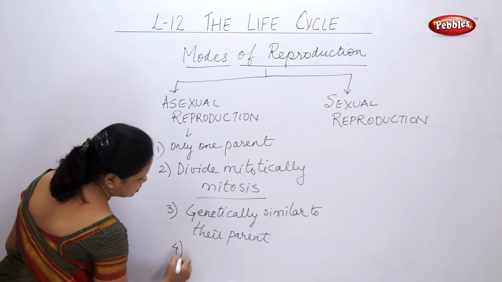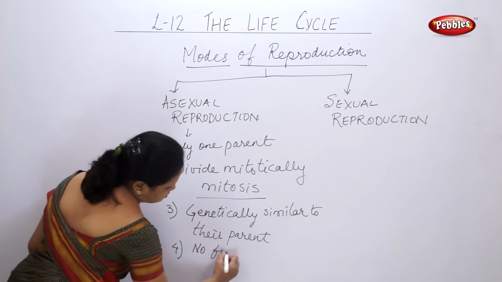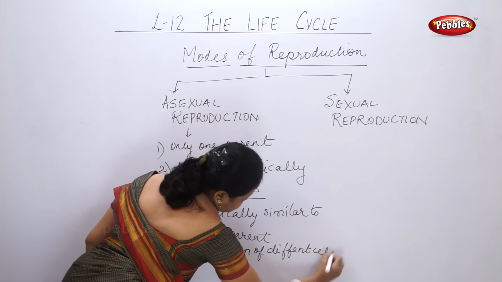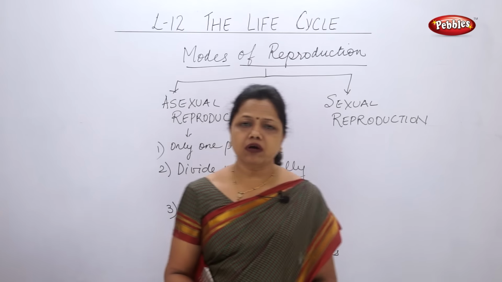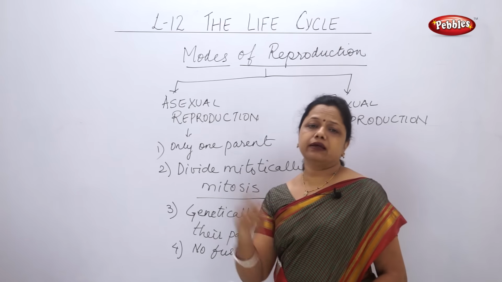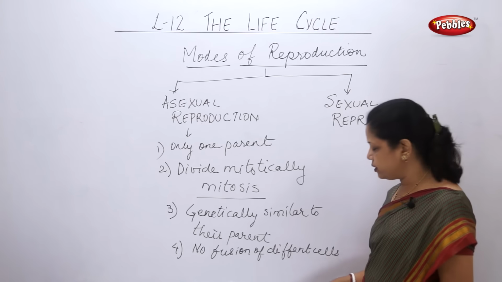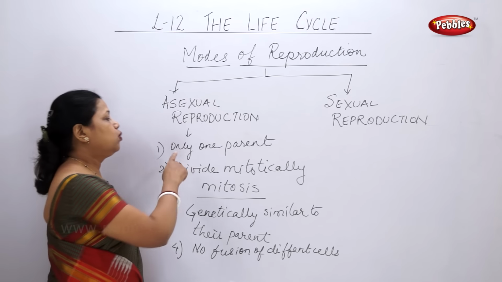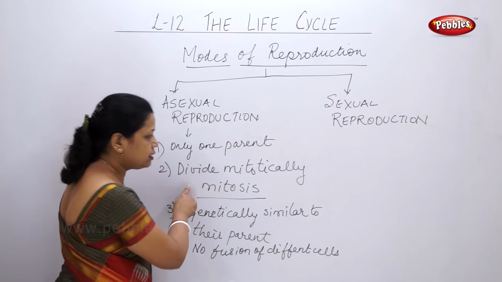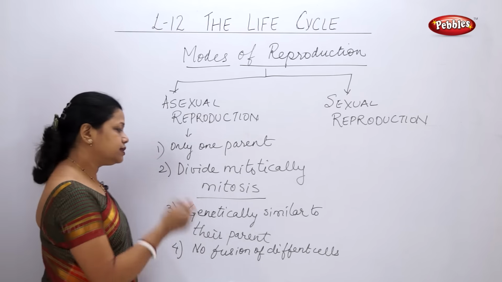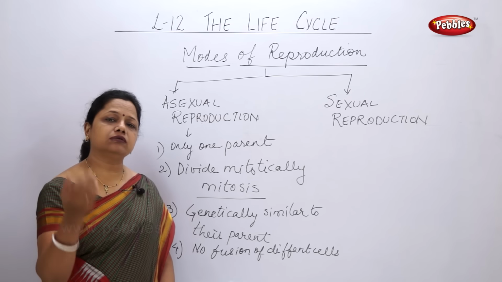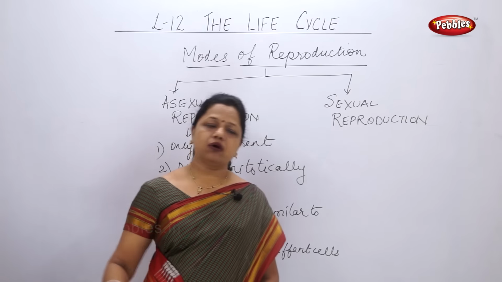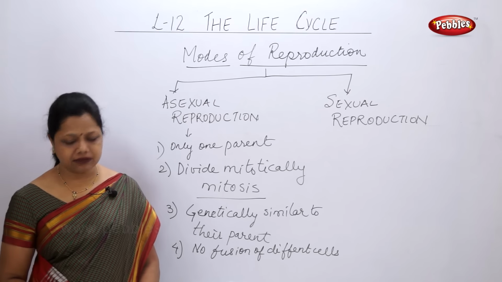And one more, we can say there is no fusion of different cells. When I say only one parent is involved, obviously there are no two different cells coming and there is no crossing over, and therefore no fusion of different cells is involved. So in short, again, asexual reproduction deals with only one parent which is going to divide mitotically, that means using the process of mitosis, and when it divides by mitosis, the offspring or the new generation are genetically similar to their parent. And fourth, there is no fusion of any different type of cells in asexual reproduction.